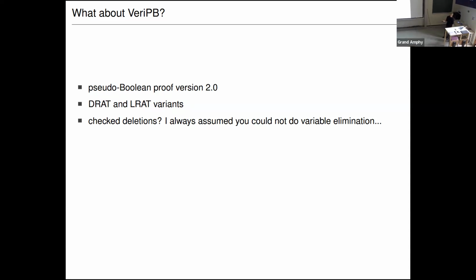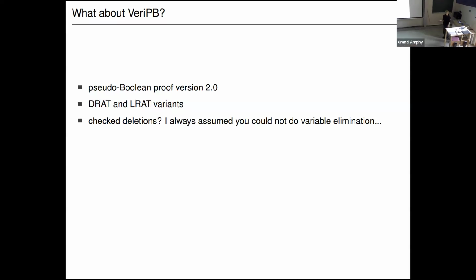At some point we will keep supporting 2.0, I think. But it should be fairly trivial to change this. I just wanted to run one example for these slides with the VeryPB checker, but I wasn't able to because of this. Then I'm supporting both DRAT and LRAT variants, so you can do RUP on every step, or you can actually do the pol lines in VeryPB. I'm not supporting checked deletions.